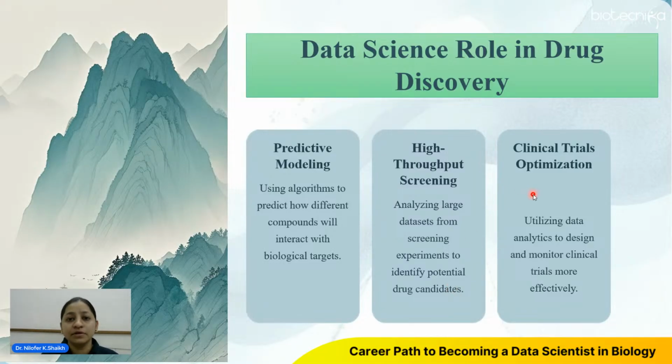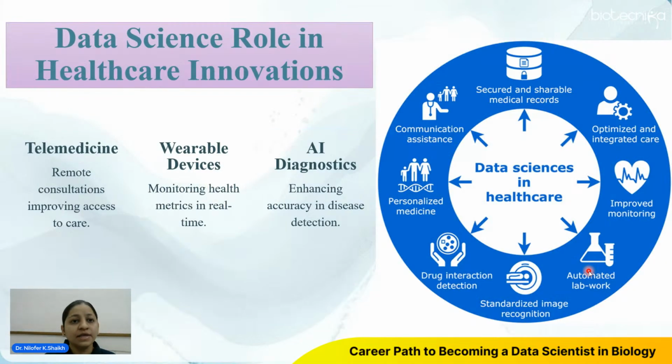The next thing where data science plays a role in drug discovery is clinical trial optimization. In that context, we can utilize the data sets to analyze, design and monitor clinical trials in a more efficient way. So these are the major areas we have to look at with respect to the integration of data science with drug discovery applications. The next thing is healthcare innovations.